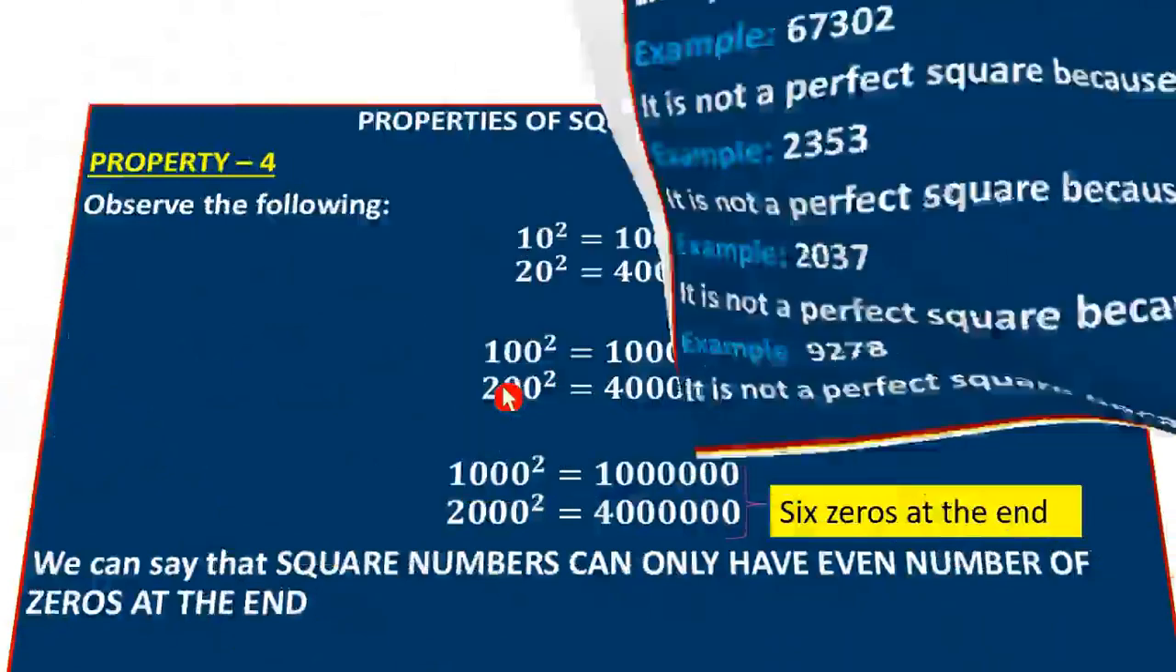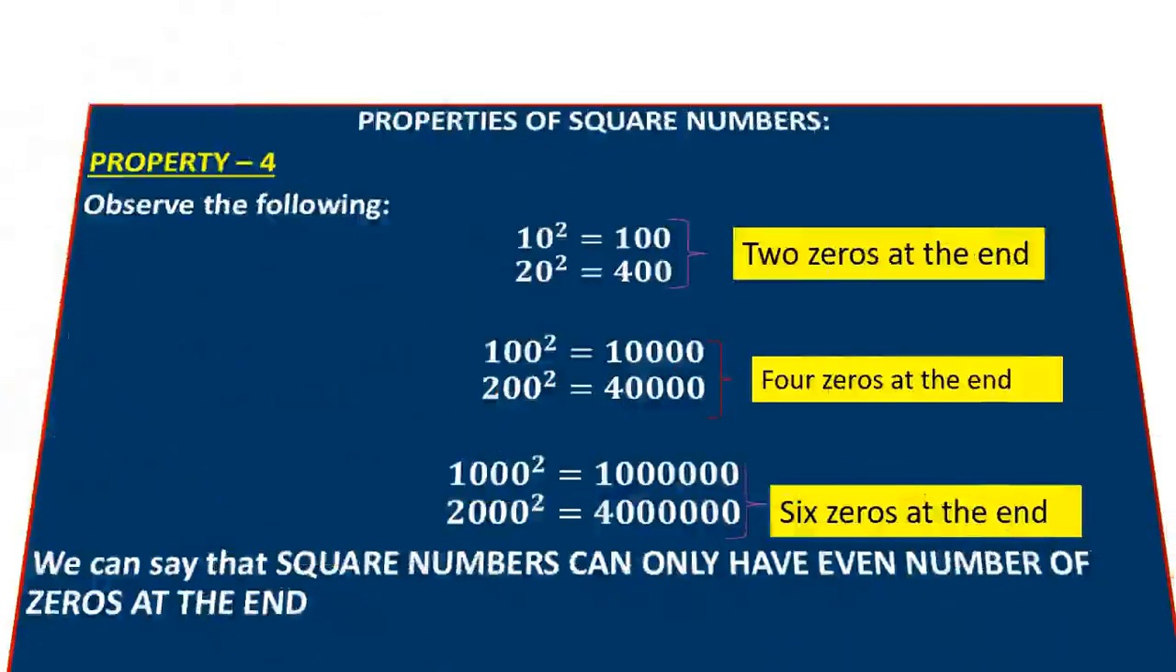Next come to property 4. Observe the following: 10 square is 100, 20 square is 400. So what do we observe here? Here 2 zeros are at the end. 100 square, how many zeros are there? There are 4 zeros. 200 square here also has 4 zeros at the end.